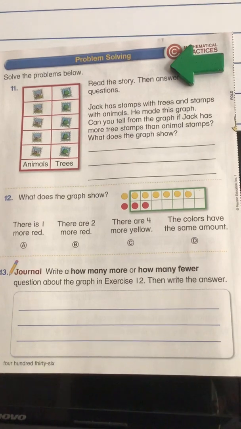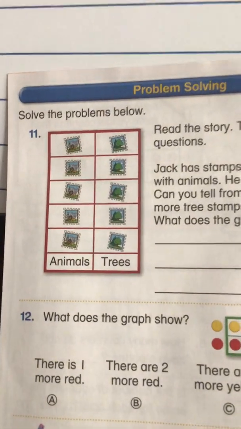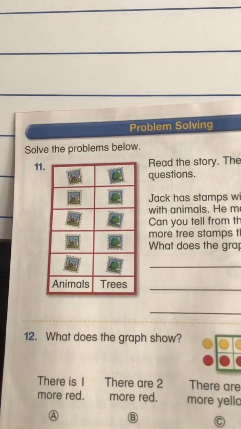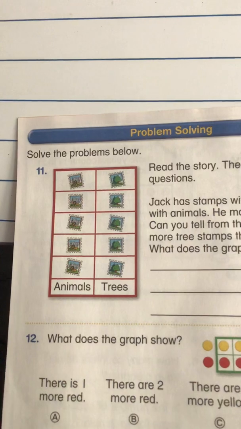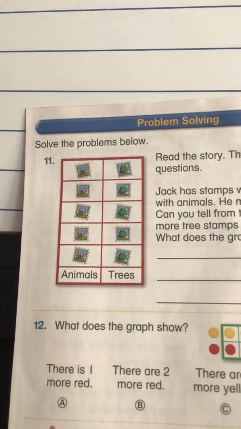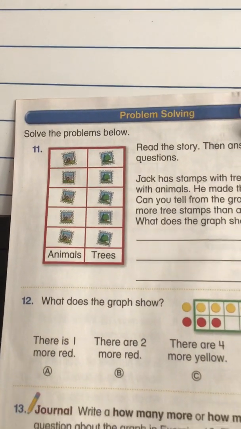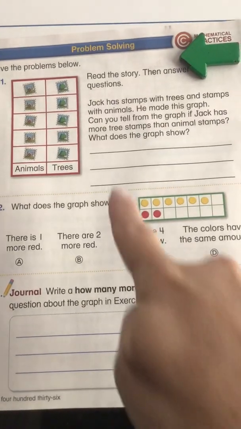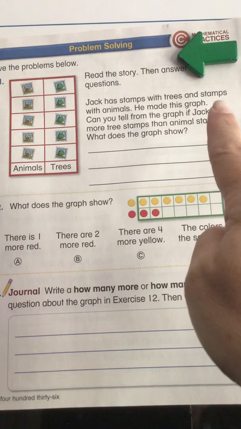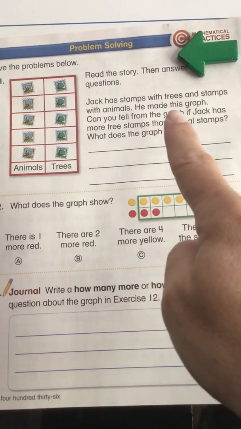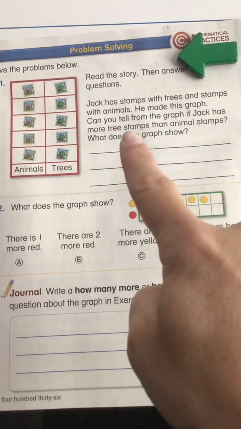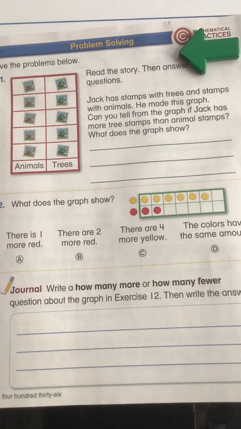Take a look up top. This chart shows us stamps. Some of the stamps have animals on them and some have trees. They've put them in a graph so that we can count how many of each kind of stamp there are. And then the word problem tells us Jack has stamps with trees and stamps with animals. He made this graph. Can you tell from the graph if Jack has more tree stamps than animal stamps?